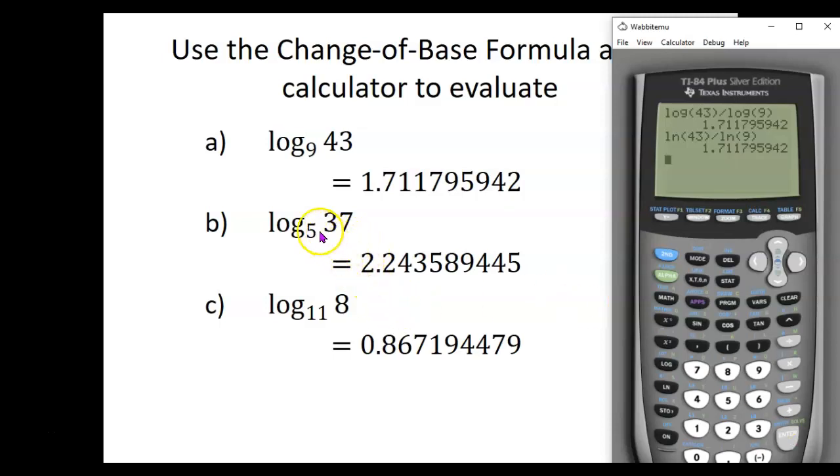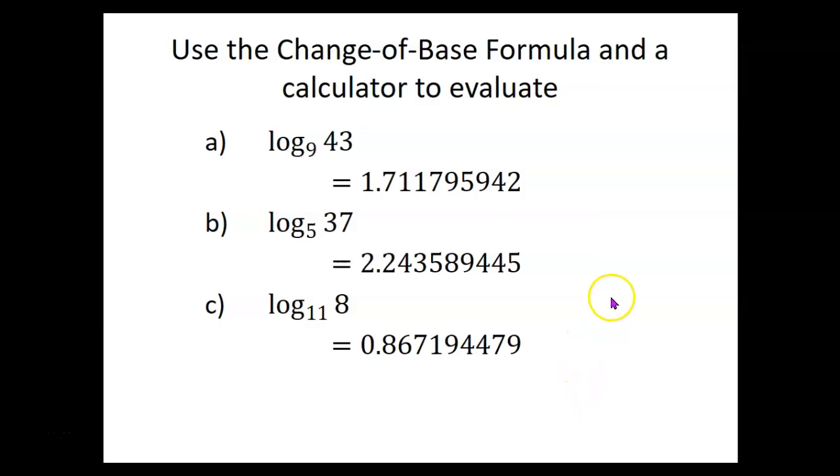So a couple more examples. The base 5 logarithm of 37. Take the log of 37 divided by the log of 5. And we get 2.24 and so on. The base 11 logarithm of 8. Take the log of 8 divided by the log of 11. And we get 0.867 and so on.